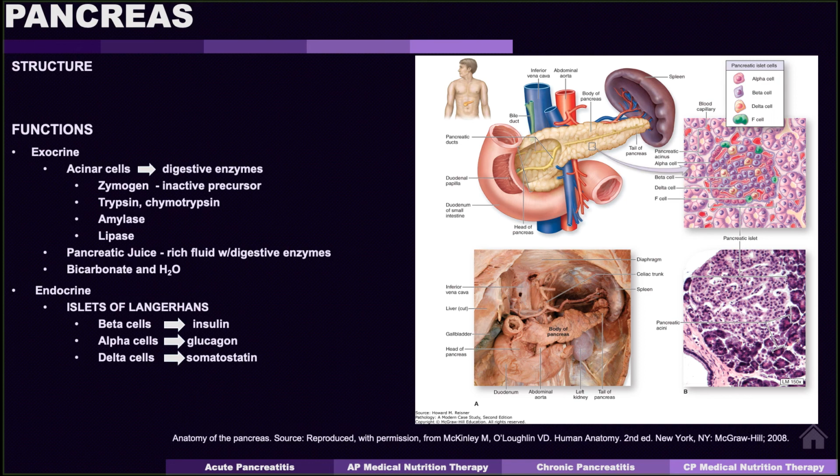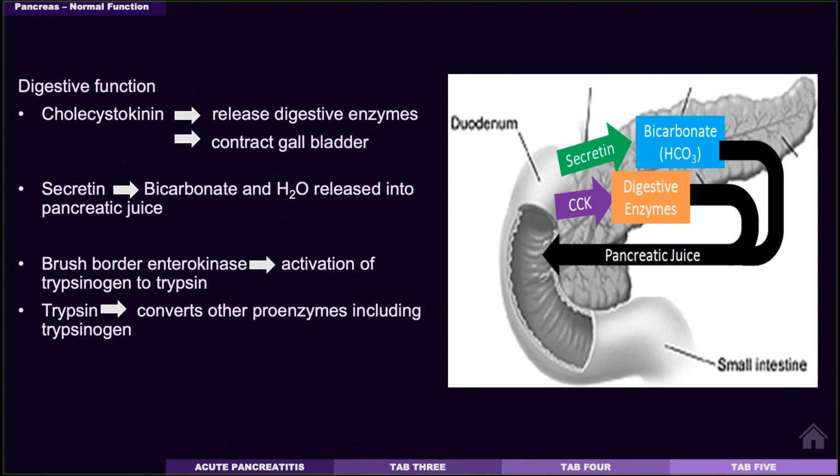On this next slide, we'll do a quick overview of digestive function of the pancreas. So what happens is, as the foodstuffs leave the stomach, it has been converted into an acidic chyme, and it contains partially digested proteins and fats, which stimulate the release of cholecystokinin from the mucosal epithelial cells. Cholecystokinin is the principal stimulus for delivery of pancreatic enzymes and bile into the small intestine.